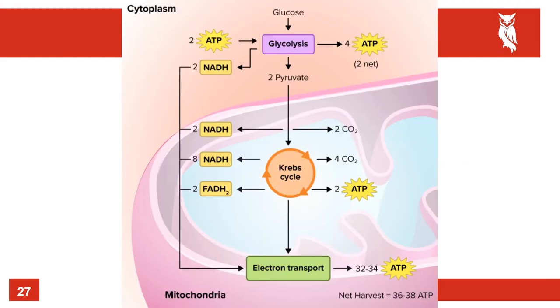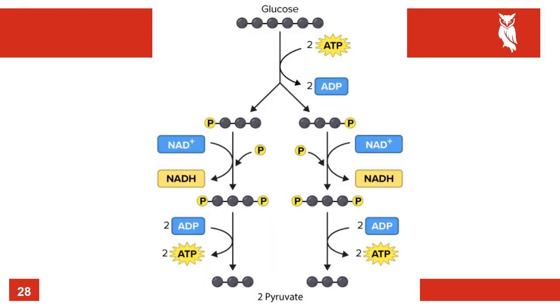All right, so glycolysis breaks down glucose, which has 6 carbons, into 2 pyruvates. Pyruvates have 3 carbons. Basically, each pyruvate is half of a glucose. This is kind of the process that it goes through to get there. 6 carbon molecule to 2 3 carbon molecules.